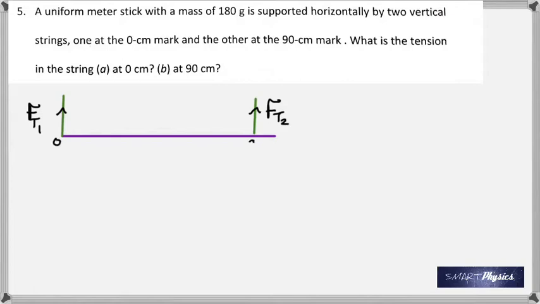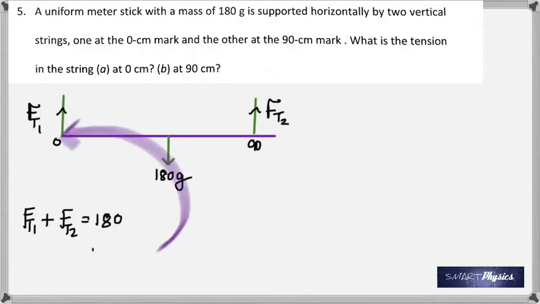All right, in this question, the meter stick, mass 180 grams, it's uniform, so its mass is acting straight through the center, and you have the two strings at 0 and 90, so 180 grams right down through the center. Condition 1, total upward force is equal to total downward. Ft1 plus Ft2 is 180. And I'm calculating the torques about 0. Therefore, 180 creates a clockwise moment, and that is 180 times 50 is equal to Ft2 times 90.